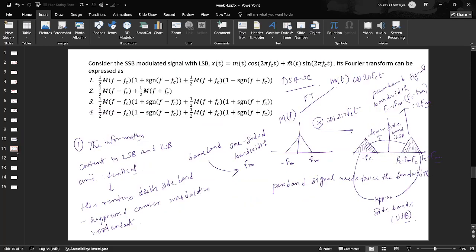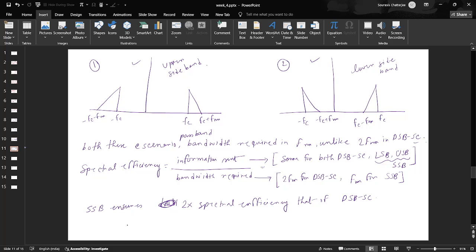So let me write it down. Process of getting SSB spectrum from DSB is not straightforward. So let us check how we can get that.